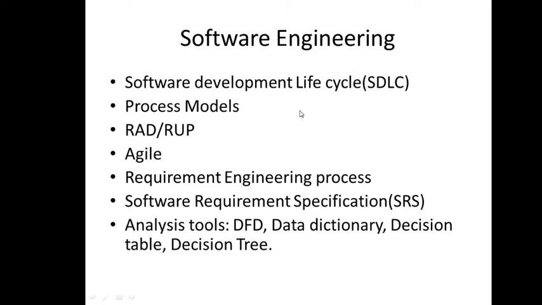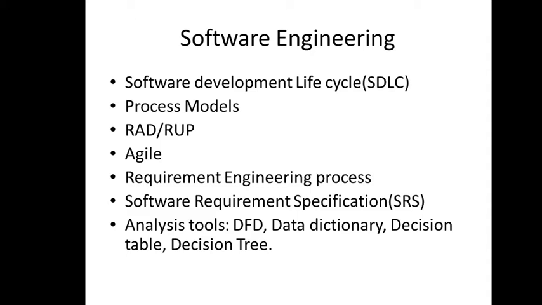We have done all the traditional models like waterfall model, prototype, iterative model, evolutionary model, and spiral model. After that, we discussed rapid application development model, rational unified process model, agile software development, which includes two methods, that is extreme programming and Scrum. Thereafter, we did software engineering process, which includes elicitation, analysis, specification, validation, and management. Further, we prepared an SRS document and discussed the template for the same.